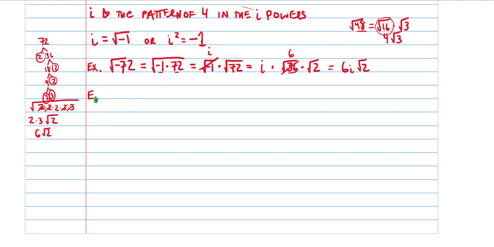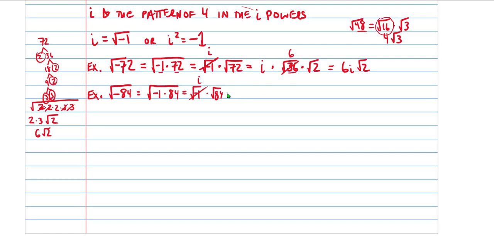So let's have you do an example on your own. Let's try something like the square root of, let's do negative 84. So obviously we can first think of the square root of negative 84 as the square root of -1 times 84. That is the square root of -1 times the square root of 84. So of course we have an i here.